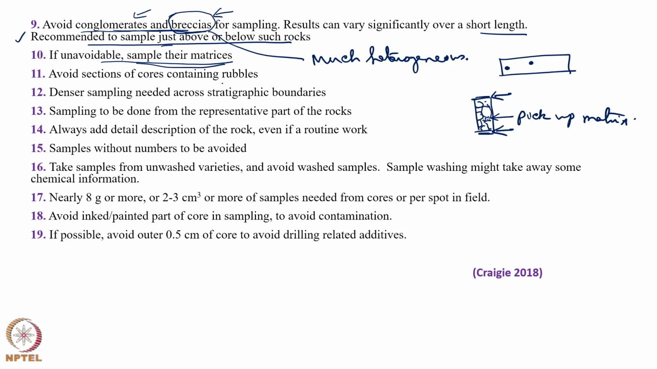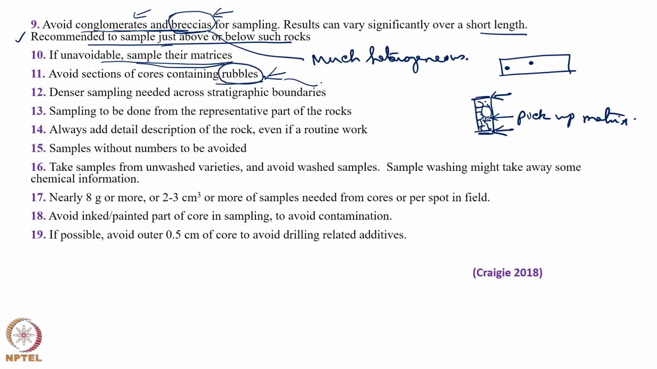Avoid the cores containing rubbles. Very big particles can be found in cores. Avoid them in studying the geochemistry. These rubbles can come as possibly drop stones. These can be drop stones.